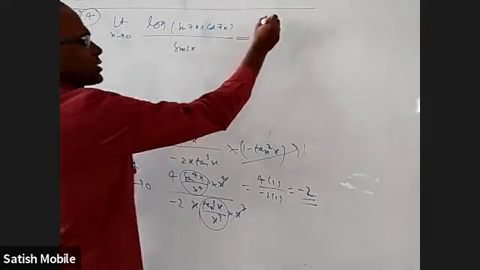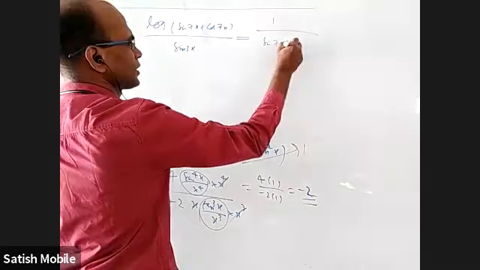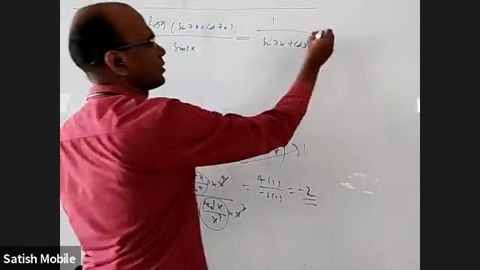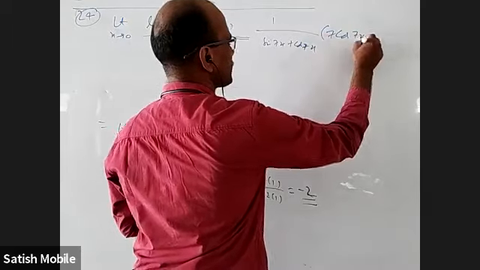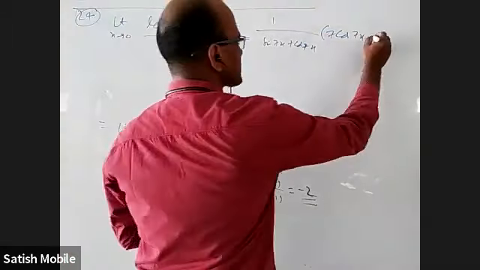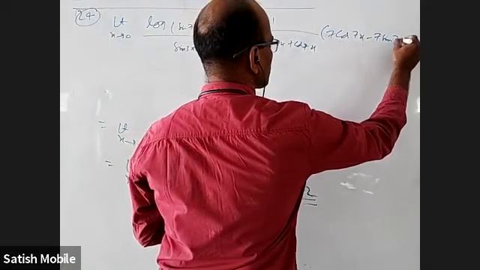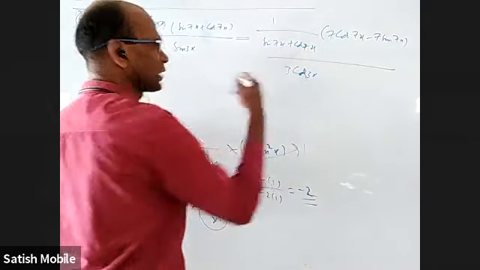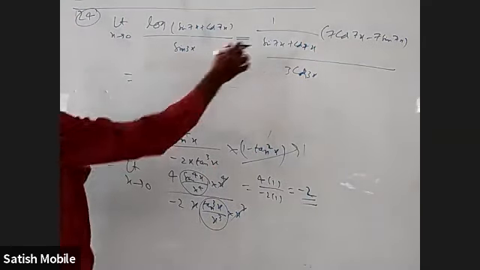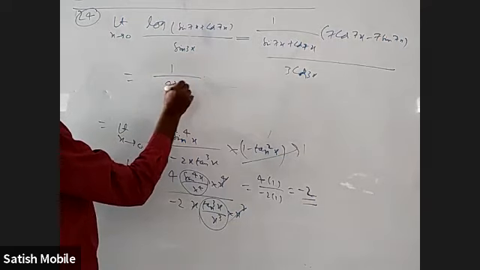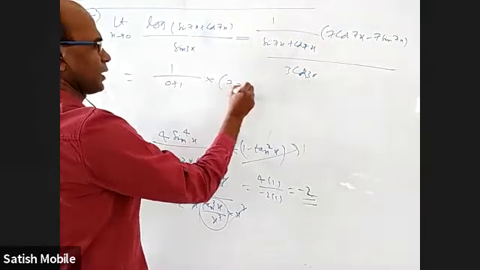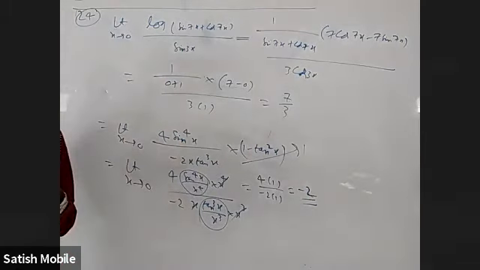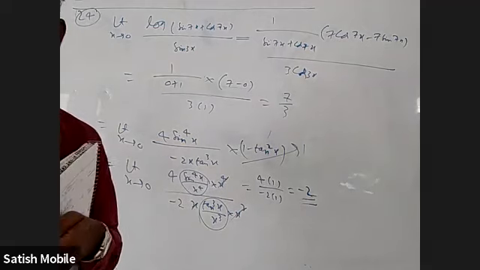The derivative of this is 1 by sine 7x plus cos 7x, and the inner part derivative is 7 cos 7x minus 7 sine 7x. The derivative of sine 3x is 3 cos 3x. Directly put x equal to 0. Don't worry about anything. This will become 1 by 0 plus 1. That will become 7 minus 0. That will become 3 into 1, which is 7 by 3 straight. So L'Hospital rule is also good, coming very easily.